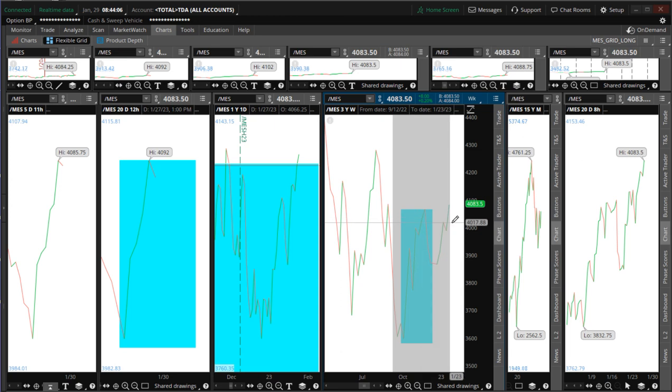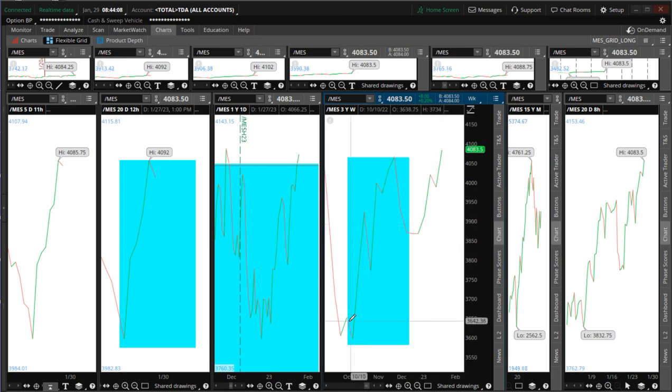Okay, let's expand that a little. Right, we have a fractal here. Now, on a 10, I believe a 10 or 15 minutes or 5 minute time frame, I noticed that we had a similar fractal here. And on that 5 minute time frame, that particular fractal went straight down.